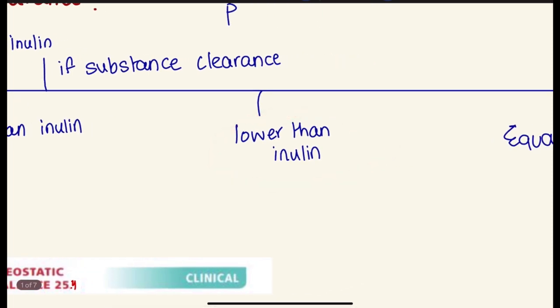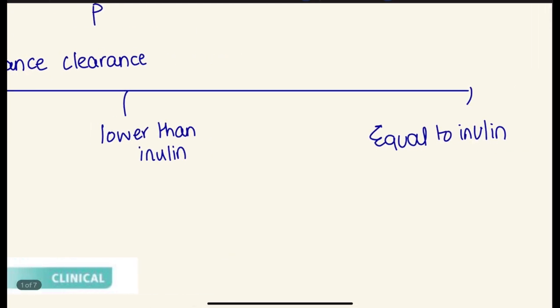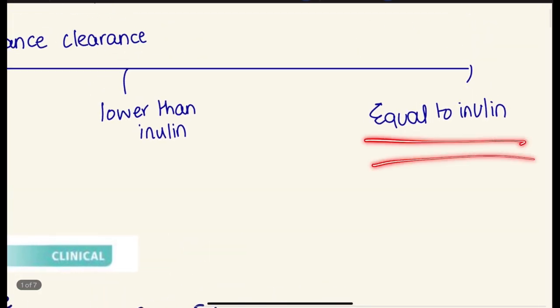Okay, now the next thing is if it's lower than inulin. So by logic, it indicates that the kidneys are not being able to remove that substance as efficiently as they would with inulin. Okay. And then I have equal to inulin. This basically would suggest that the substance is being filtered by the kidneys very similar to inulin, which is basically a good indicator of the function of the kidneys, right?